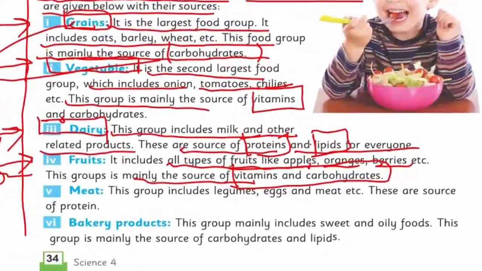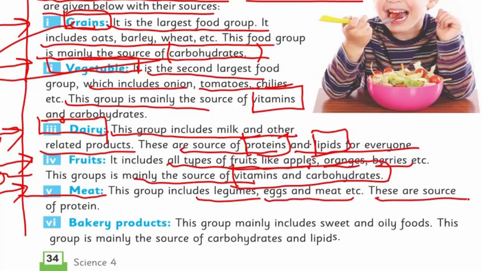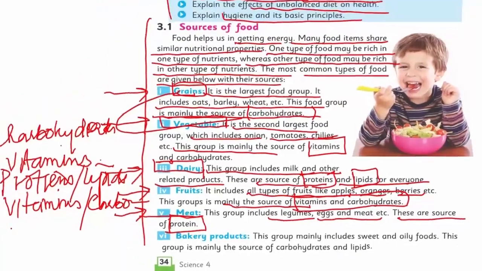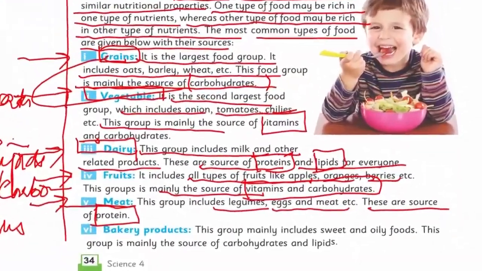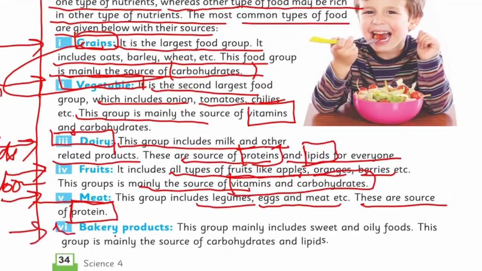और उसके बाद द फिफ्थ ग्रुप इज मीट. डू यू लाइक मीट? यस. This group includes legumes, eggs and meat, etc. These are sources of protein. यानी मीट क्या देता है हमें प्यारे बच्चों? Proteins, which is a vital important nutrient for our bodies.